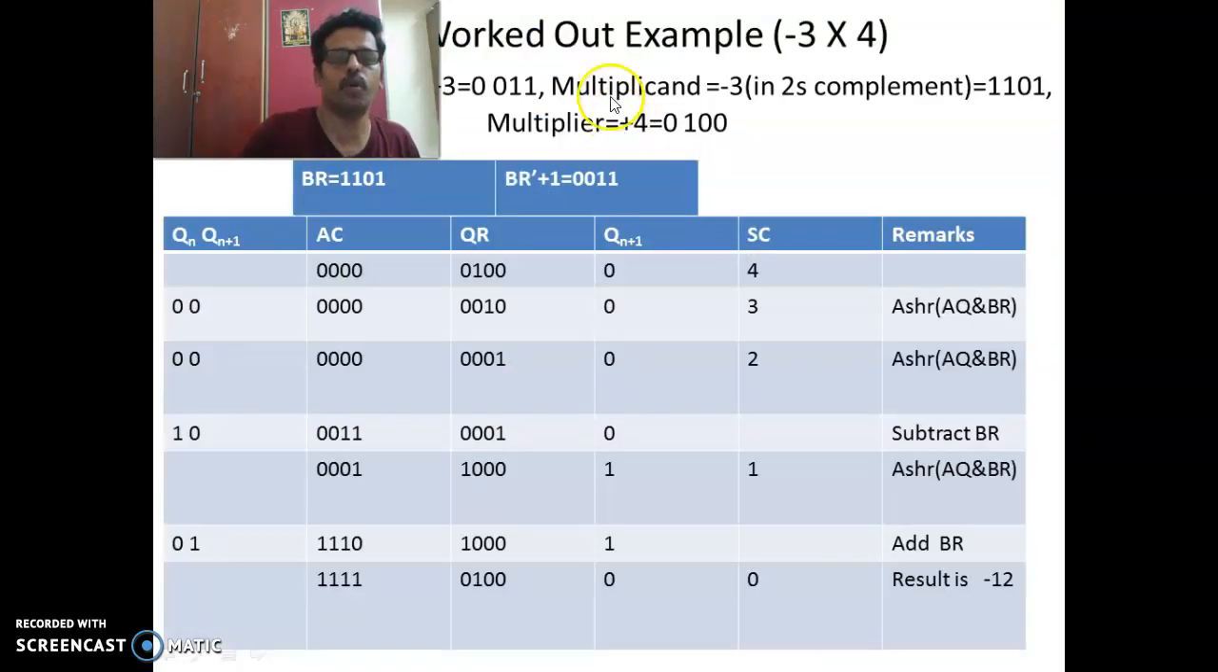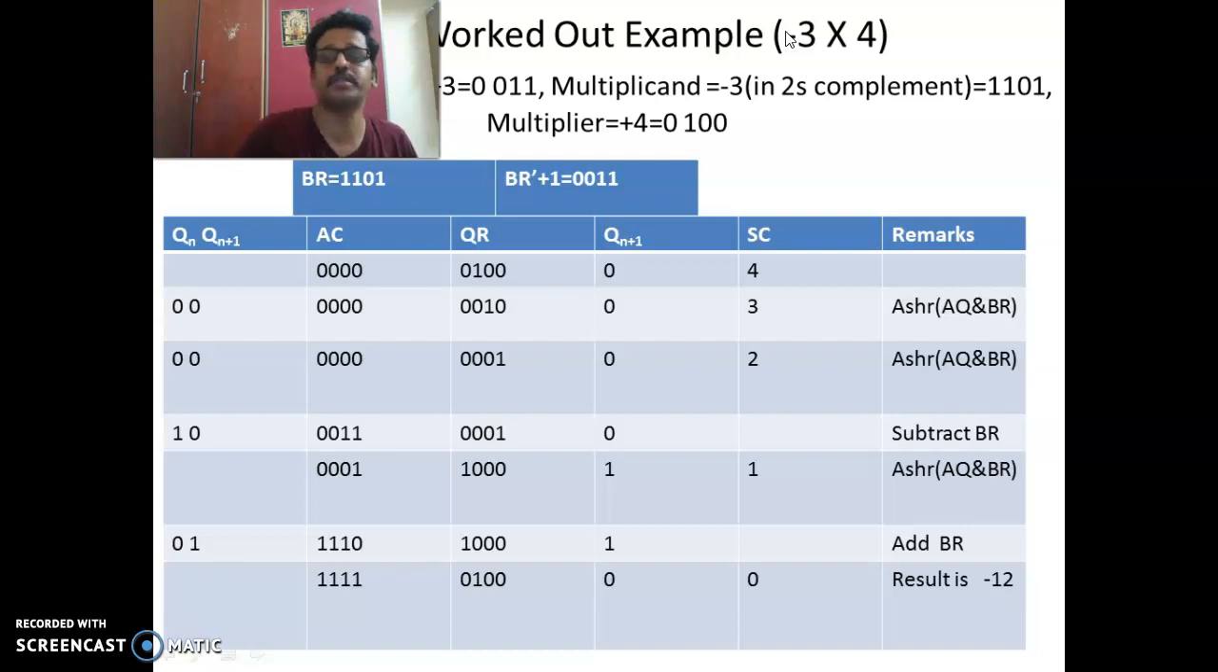So now we are going to work out minus 3 into 4. Literally, as a layman, we can say that it is minus 12. But we need to make the computer understand this minus 3 and 4 in its own way, and how the computer is going to perform this minus 3 into 4 through this Booth multiplication algorithm. As I already told you, the most significant bit represents the sign bit.